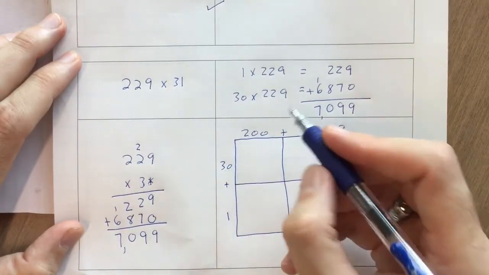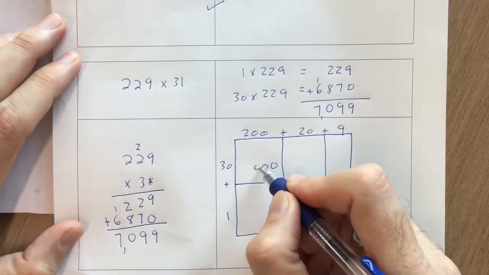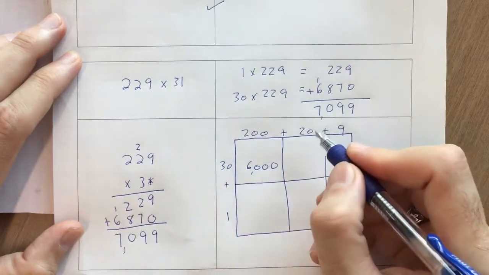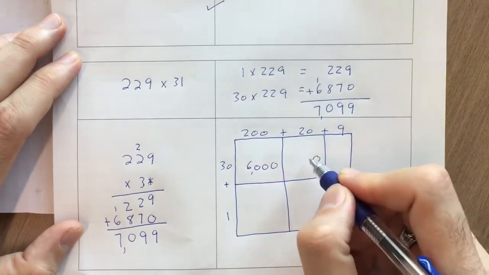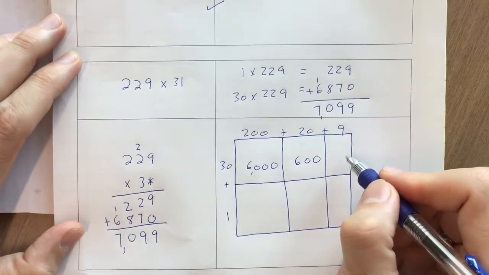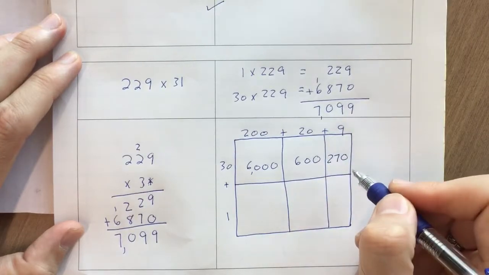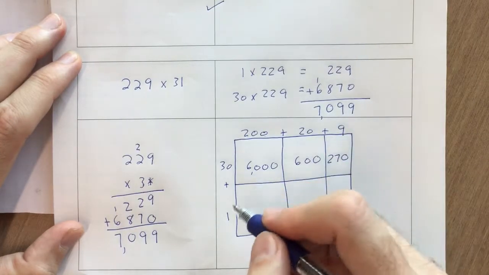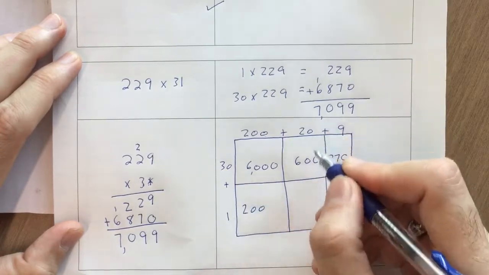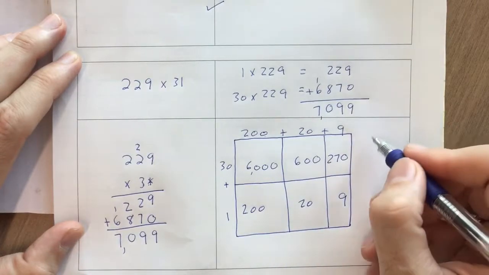200 times 30. Well, I highlight my zeros. I've got 3. 3 times 2 is 6. 6,000. 30 times 20. 0, 0, and 600. 30 times 9. 0 and 27, so 270. Next, I'm going to do 1 times everything. 1 times 200, 1 times 20, 1 times 9. And then I'm going to add all these up.